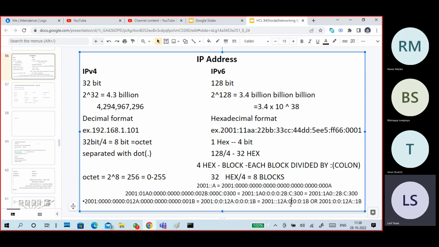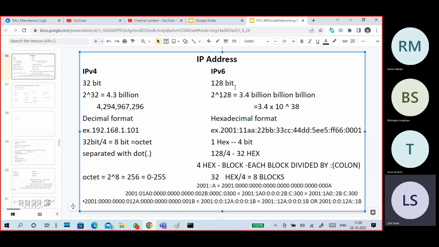Or you can write it further, removing these two zeros combined with the double colon like this, or on this side, these three zeros you can combine. Either you can write like this or like this. Not a double colon, that does not happen. But it's okay, guys. We'll see again.